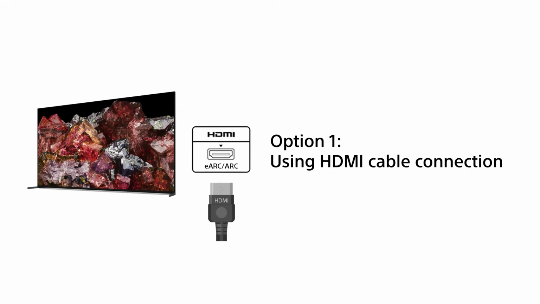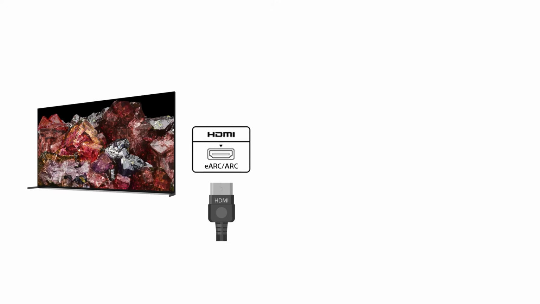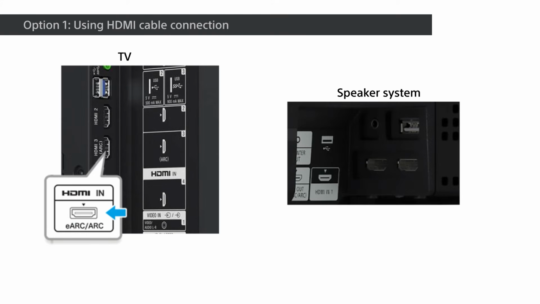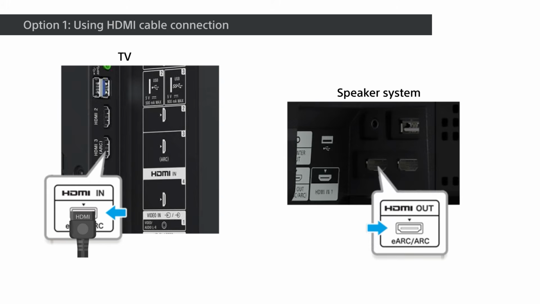Option 1. Using HDMI cable connection. Use this option to connect if both of your speaker system and TV have HDMI ports that support eARC or ARC. Using the HDMI cable, connect the HDMI in, ARC or eARC port on the TV and the HDMI out, ARC or eARC port on the speaker system.